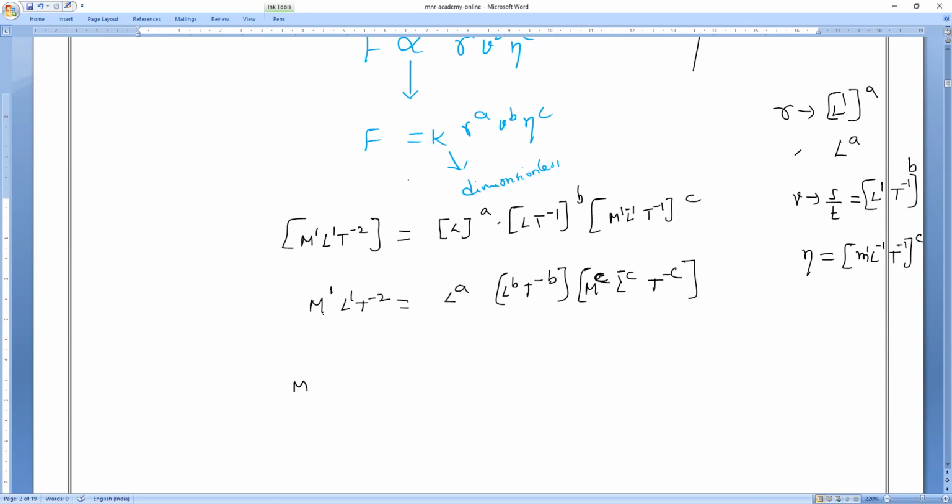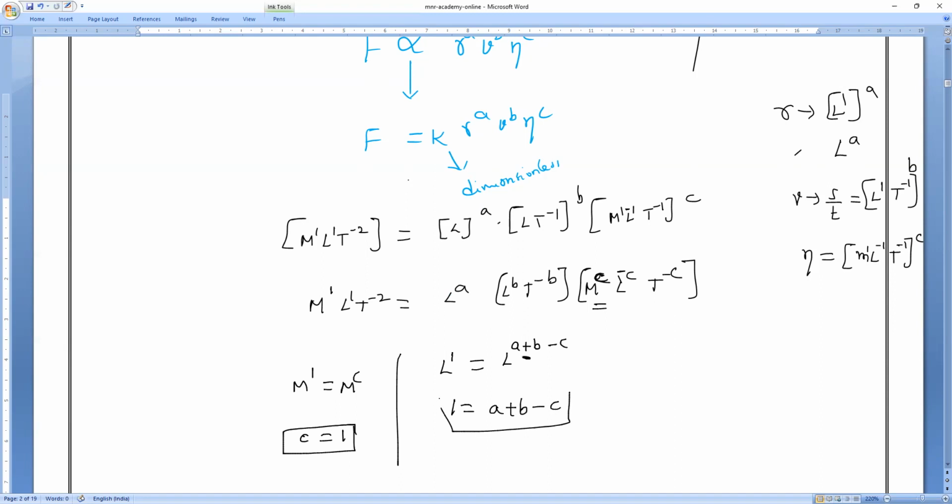Here M power 1 is equal to M power C. So what is the C value, everybody? C is equal to 1. Next, L power 1 is equal to L power A plus B minus C, which gives 1 equals A plus B minus C. Any doubt? Please respond. Clear, all of you? Next, the last one.